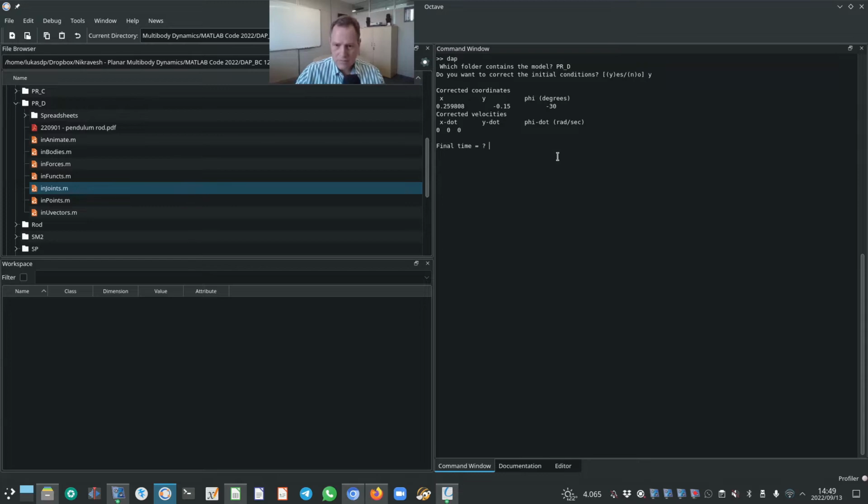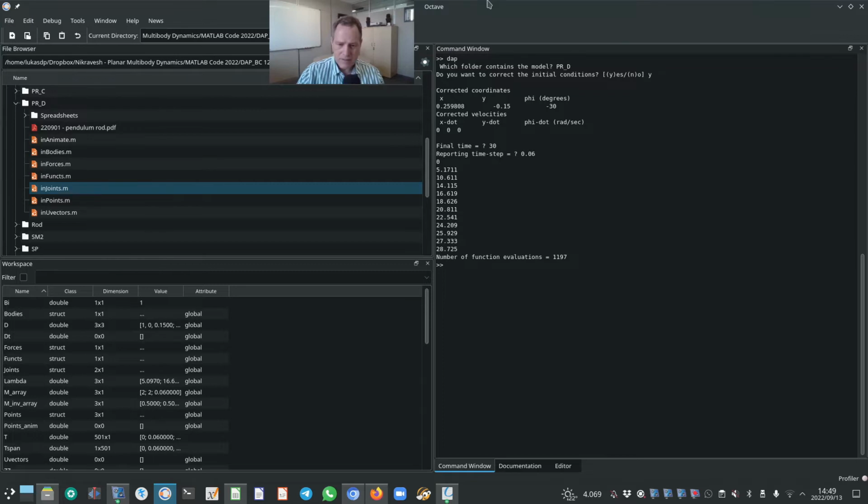Right, then it asks for the final time, and we can use 30 seconds. The reporting time step, we will use 0,06 so that we have 500 time steps for the duration of the simulation. We press enter, and there the simulation ran. So in order to look at an animation of the simulated results, we type in the word anim, or the letters A-N-I-M.